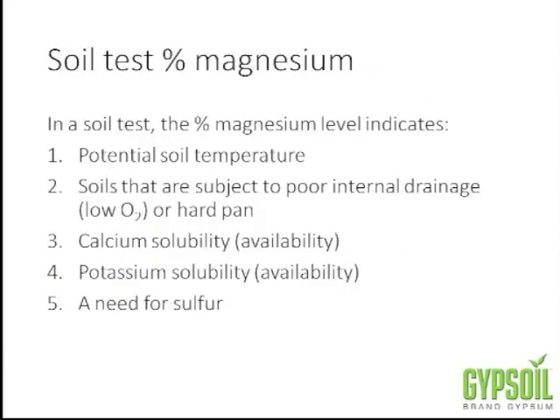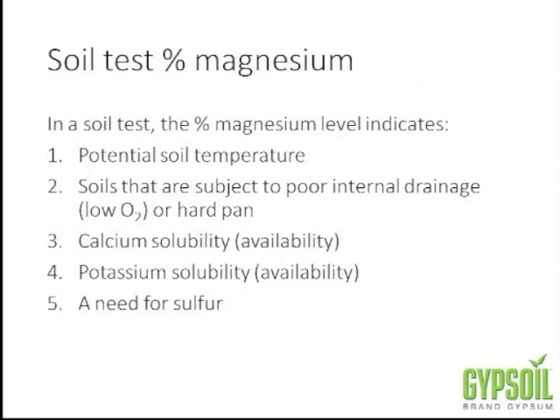When we look at magnesium, because I think magnesium is important too, magnesium on a soil test, that percentage of base saturation, a lot of times indicates our potential soil temperatures. If we have a real high percent magnesium, we're getting above that 15% where we really want to be. A lot of times we see, in the spring, it's hard to get those soils to warm up like we want them to. Sometimes they hold on to those cold temperatures a little bit. A lot of times they're subject to some internal drainage issues and maybe hard pans.